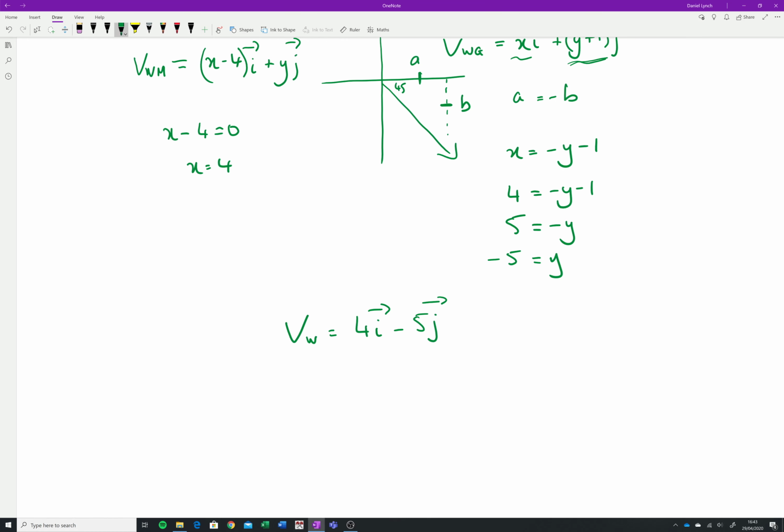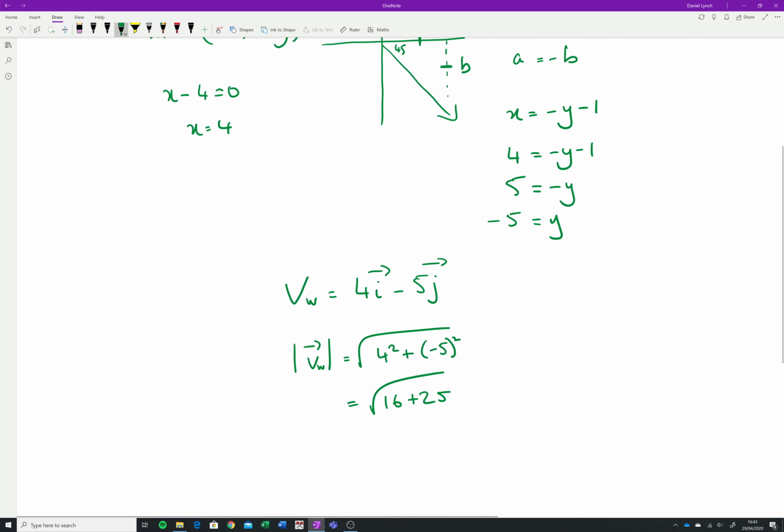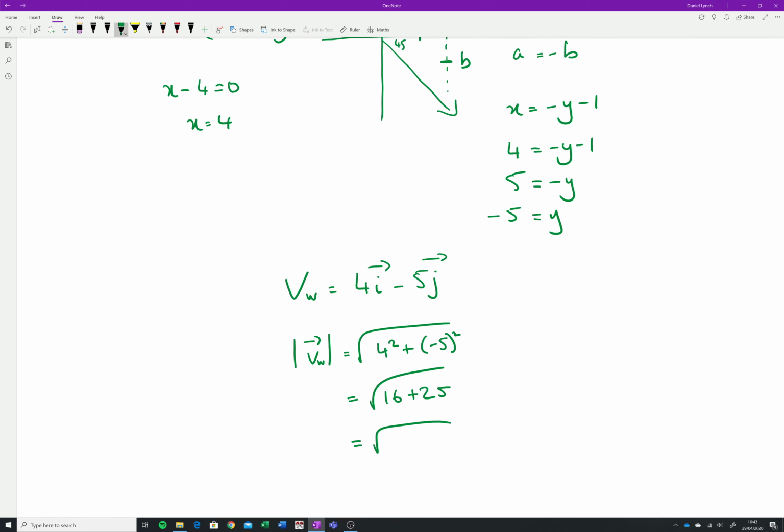It says find the speed and direction. So we will get the velocity magnitude, which is the square root of 4 squared added to minus 5 squared. 16 plus 25, so that is root 41 meters per second. And we'll get the direction here. It's moving over 4 and going down 5.